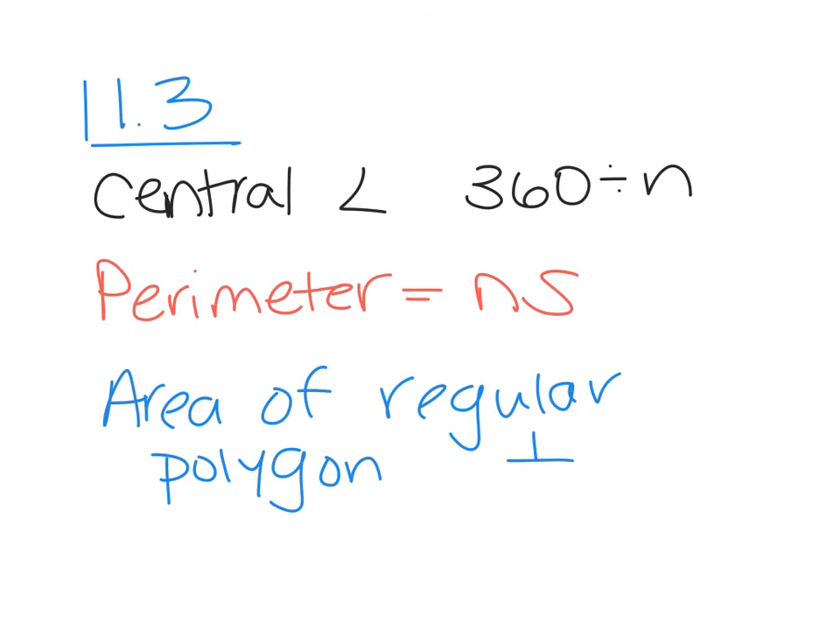it's 1/2 A N S. A stands for apothem, N for the number of sides, and S for the length of each side, or 1/2 A, which is the apothem, times P for perimeter if you already have the perimeter. And the examples of those were at the beginning of this video. Okay, the review is on Canvas.